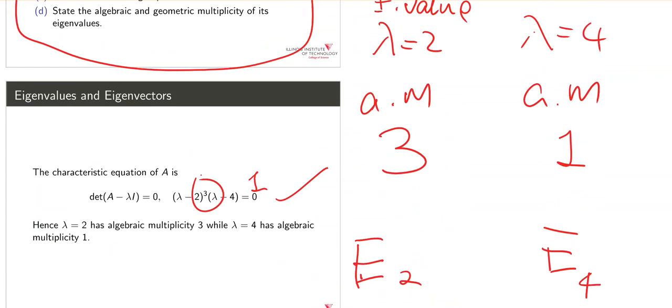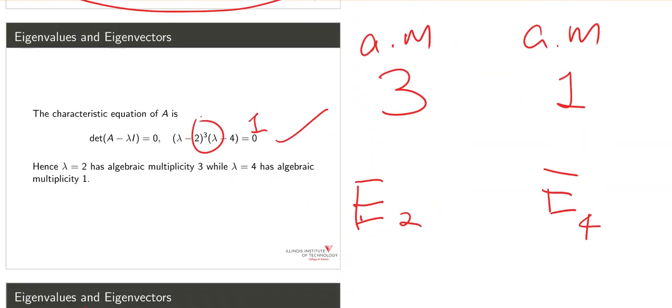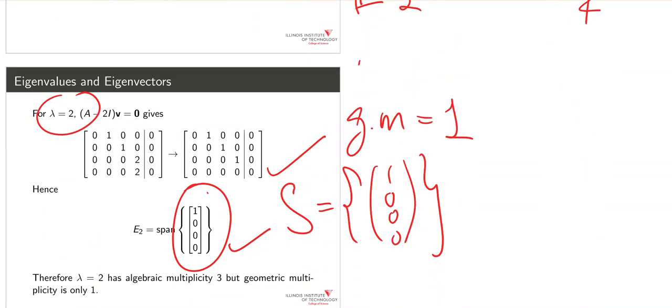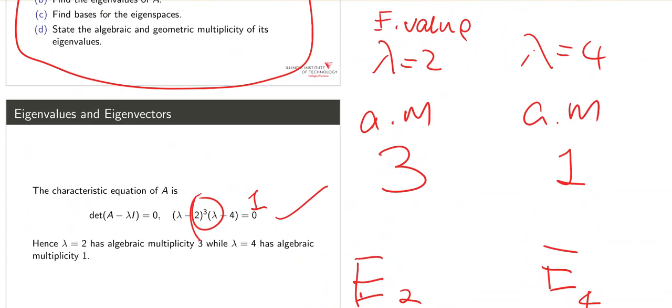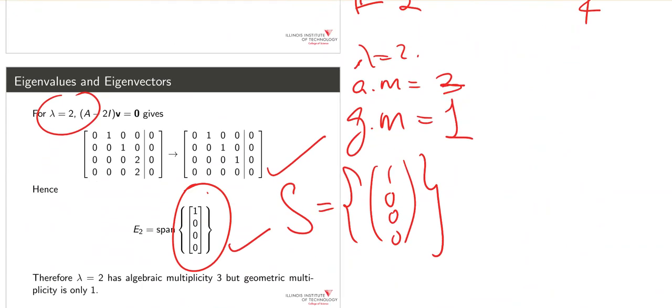So now you can see that for lambda equal to 2, the algebraic multiplicity is 2. Actually, it's 4, right? It's 3. Let's see. It's 3. So the algebraic multiplicity is 3, but the geometric multiplicity is 1. So you can see that geometric multiplicity sometimes does not have to match the algebraic multiplicity. It can be less than it.